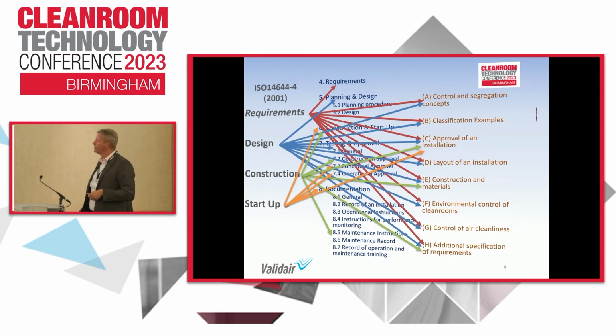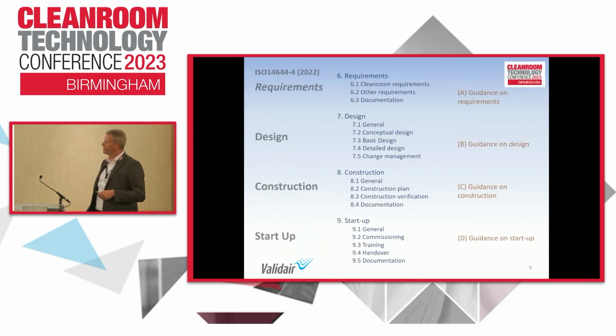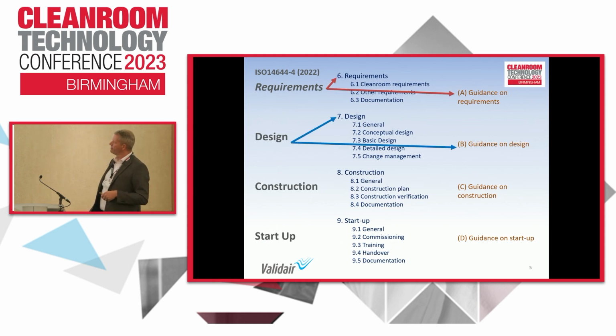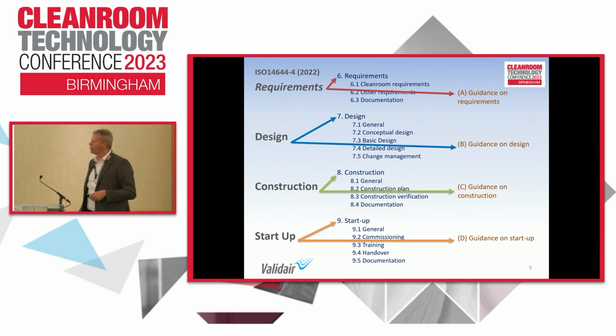So the first thing we did was just straighten that all out. We straightened the standard out so it looks like that. You've got requirements, you go to the normative section of requirements, and there's an informative section, which is guidance on requirements. And that followed through design, construction, and startup. So that was a big restructure that we did to the document to try and make it easier to read.